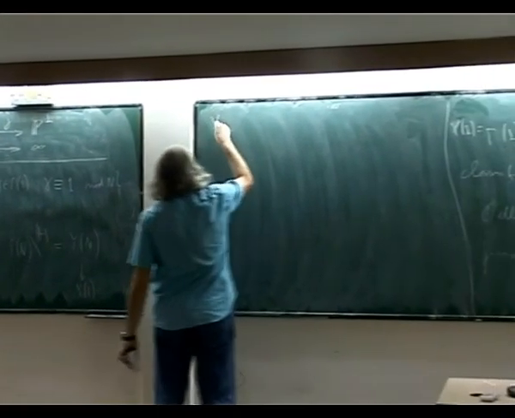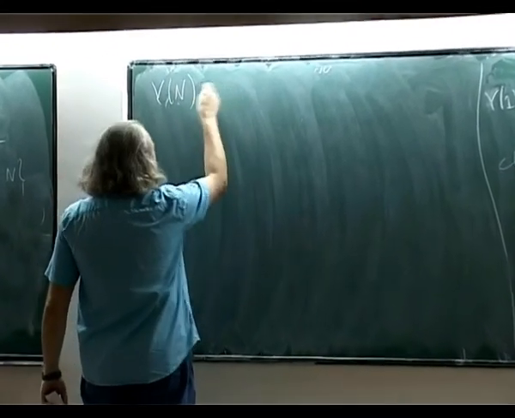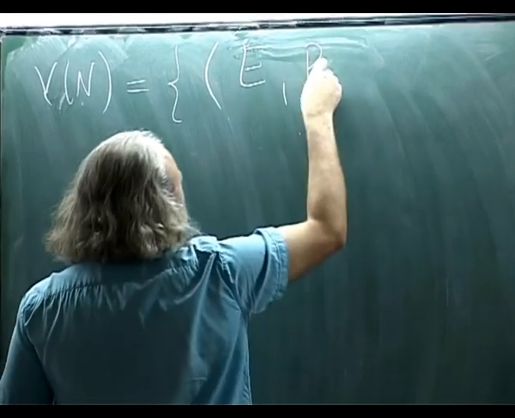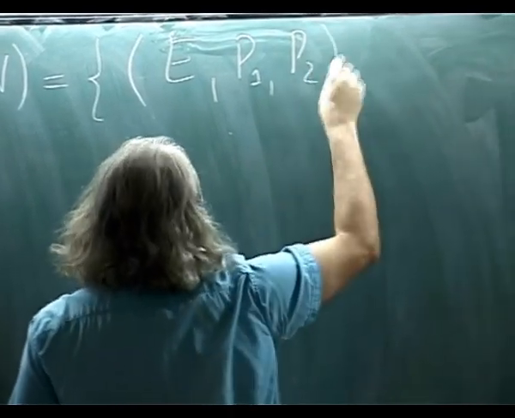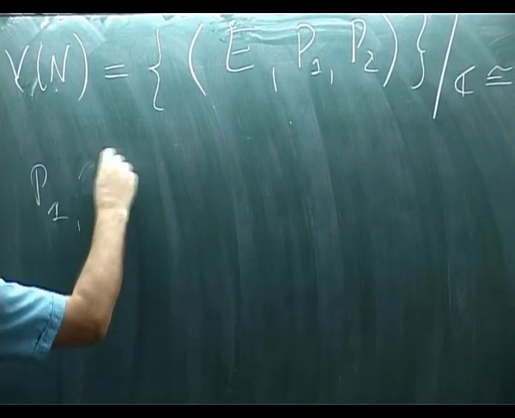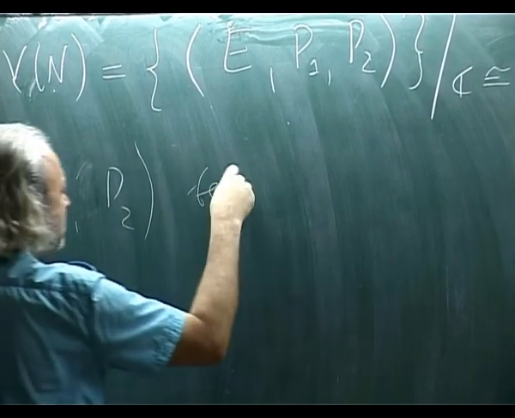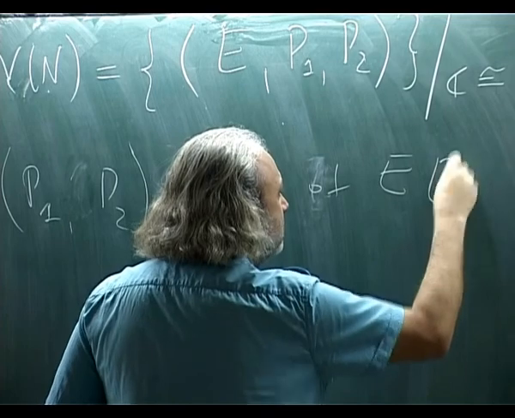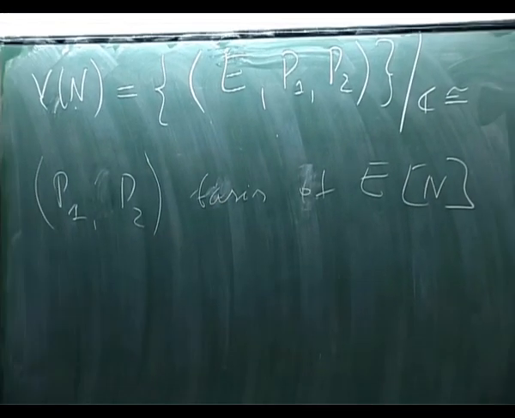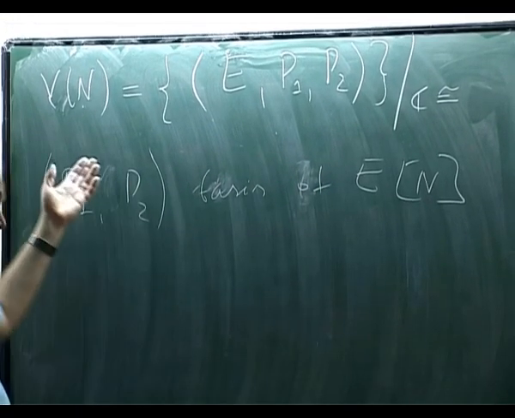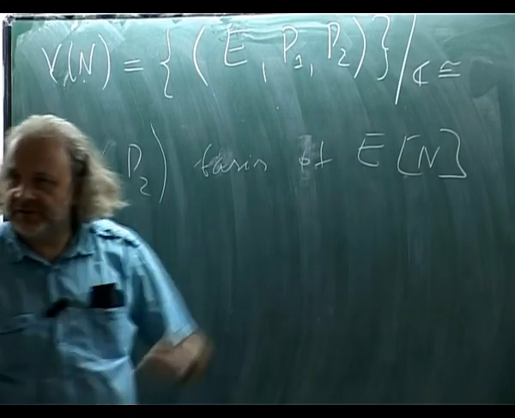So Y(n) classifies triples E, P1, P2, up to isomorphism over C, where P1, P2 are some bases of the n-torsion. The n-torsion, we know, is the free abelian group (Z/nZ) squared. So we have some basis of this.